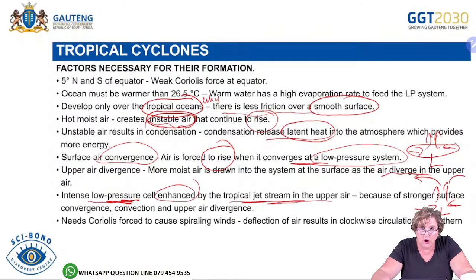It needs the Coriolis force to cause spiraling winds. Remember, the Coriolis force is responsible for the deflection of air. This deflection of air results in the clockwise circulation in the southern hemisphere. Remember, in the northern hemisphere it will just be the opposite.